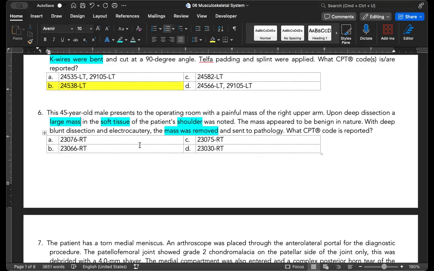Any guesses? If they don't tell us the size of the mass, we're going to use the smallest, because we don't have any documentation to back up the 3 centimeter or greater. If we were audited, we wouldn't be able to support the 3 centimeter or greater. So in this instance, we're going to use the 23075 because we don't have the documentation. So we just have to use the smallest. Good job. Any questions on that one?